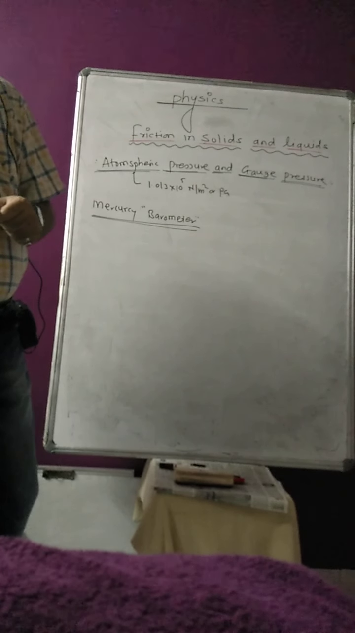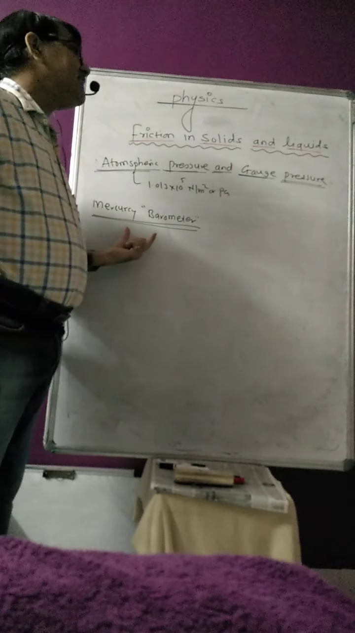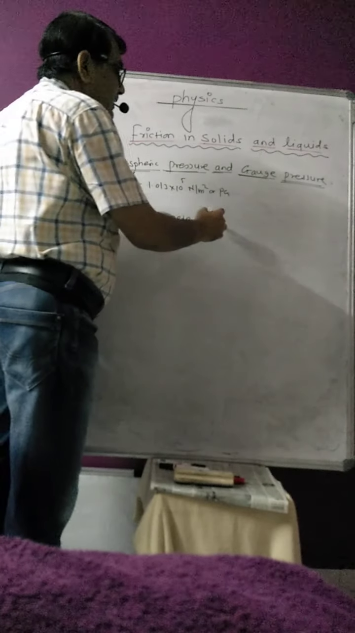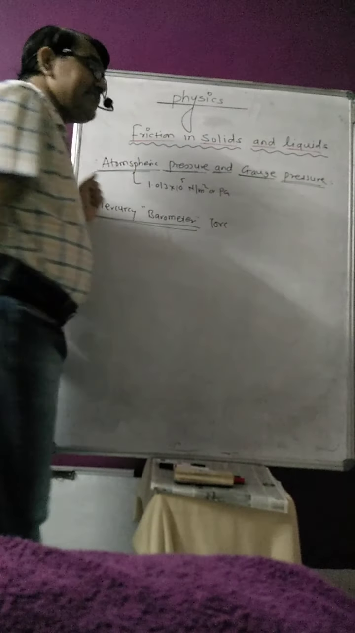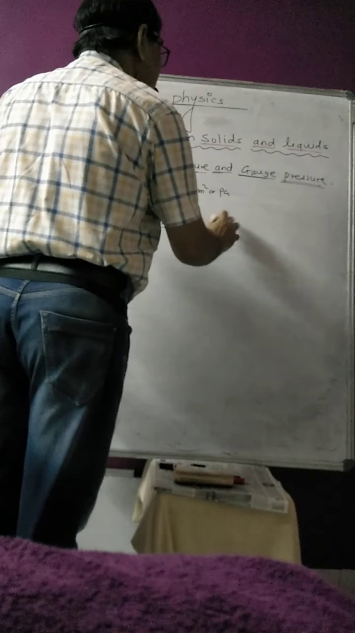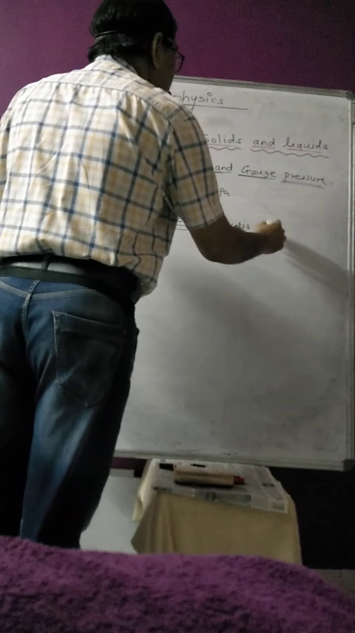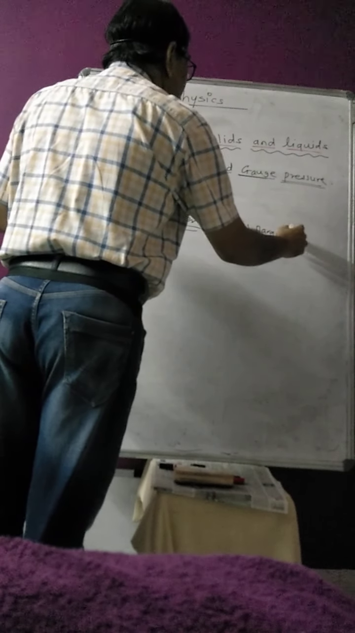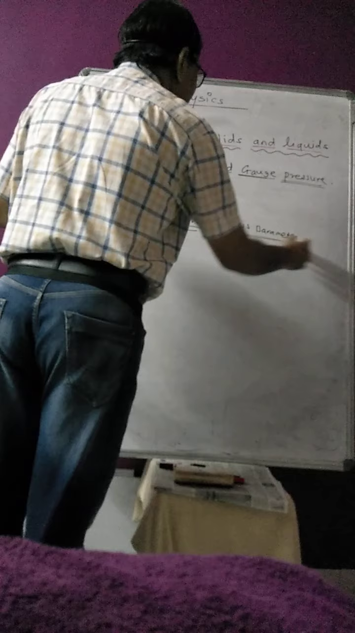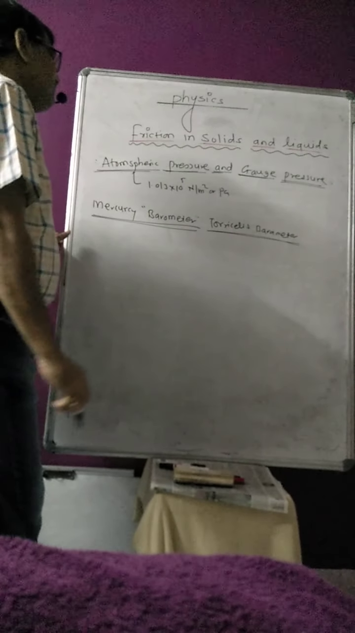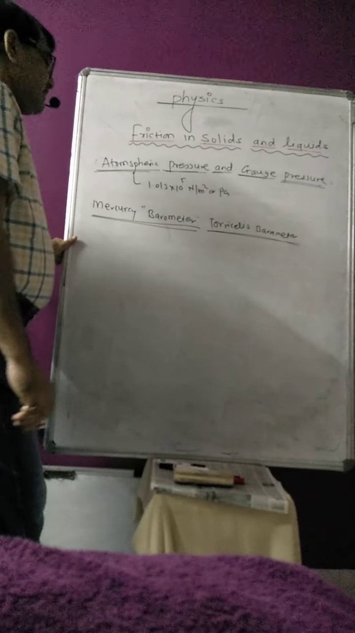The mercury barometer, which was invented by Torricelli. Therefore it is also called Torricelli's barometer, for measuring the atmosphere. He is an Italian physicist, and he gave that barometer, so it is called Torricelli's barometer.